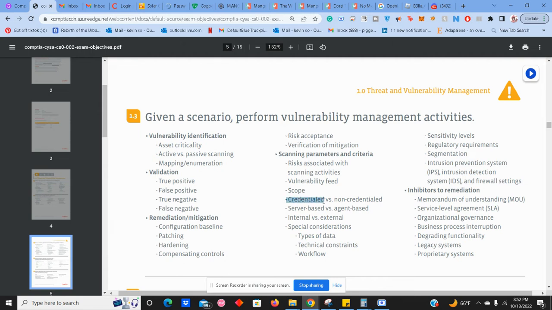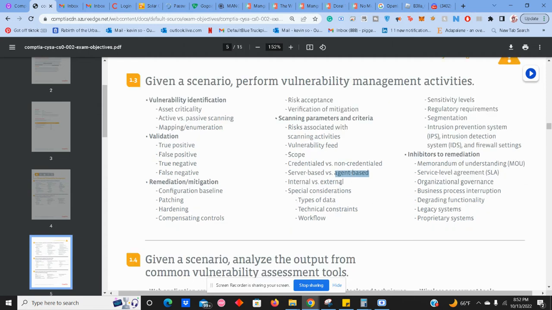We need to do credentialed and non-credentialed scans. Credentialed scans are essentially much more accurate, whereas a non-credentialed scan is looking from far away. There's also server-based and agent-based. Server-based requires more bandwidth, whereas agent-based requires less bandwidth, because agent-based means each different computer itself has that software.